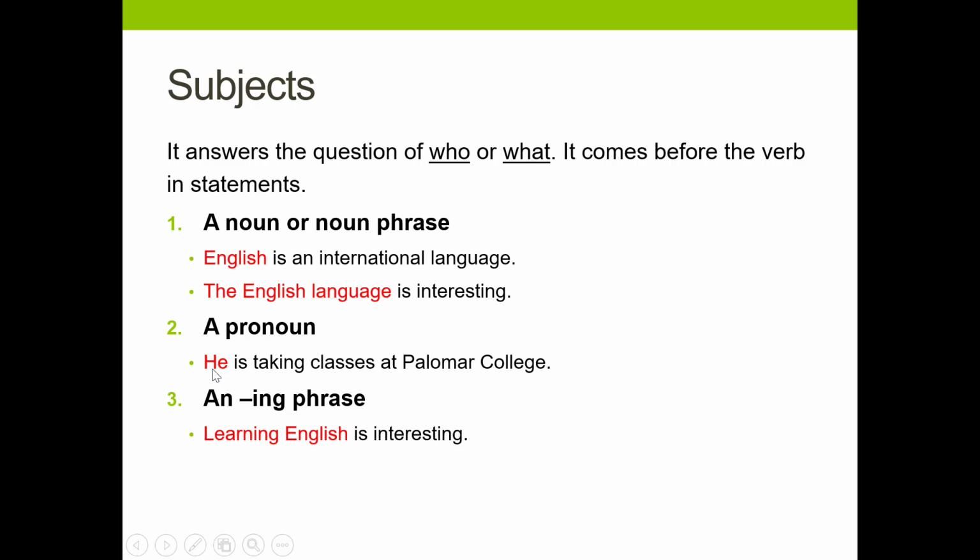It could be an ing phrase, like learning English is interesting. So what is interesting? Learning English. This is the subject. You could also have a noun clause, like what he said was interesting. And the subject is what he said.